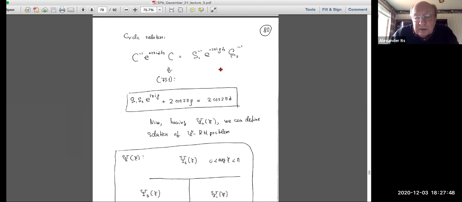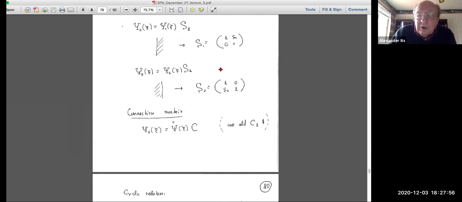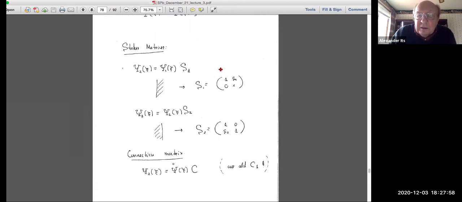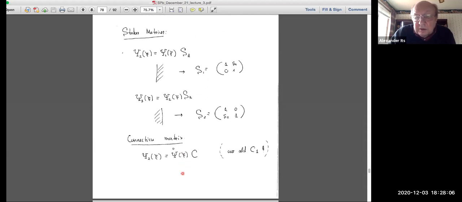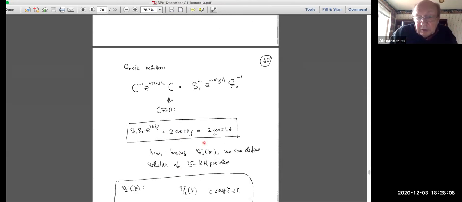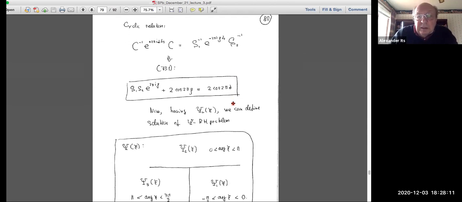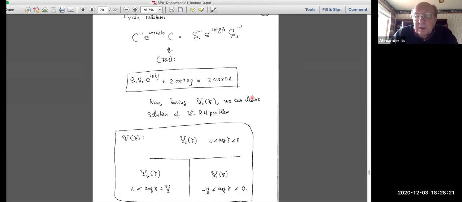Here, I arrived at this condition. I am not talking about the Riemann-Hilbert problem yet. It is just the fact that I can calculate monodromy. I can take psi2 and go around infinity, go around 0 in two ways, using the Stokes matrices or using this representation. It is called the cyclic relation in monodromy theory. It allows me to find C, and it also leads to the condition between S1 and S2, the same trace condition.